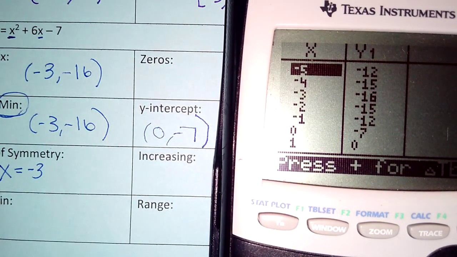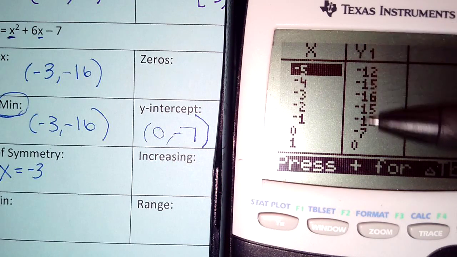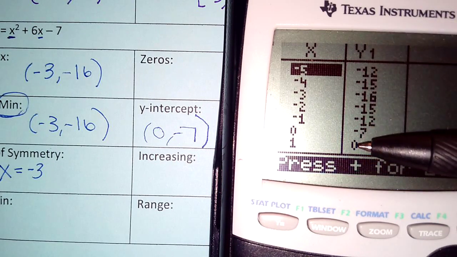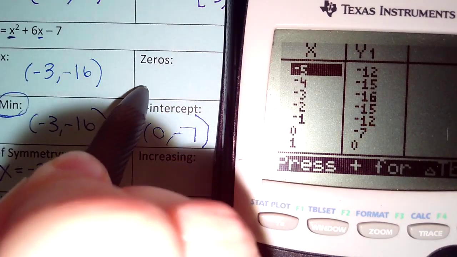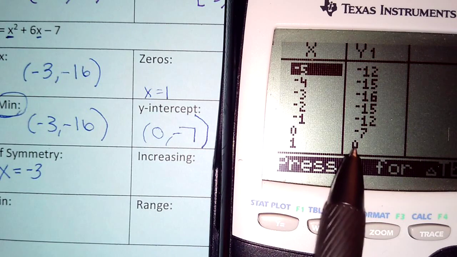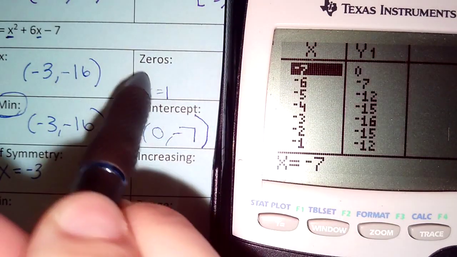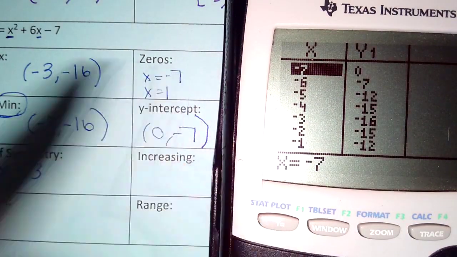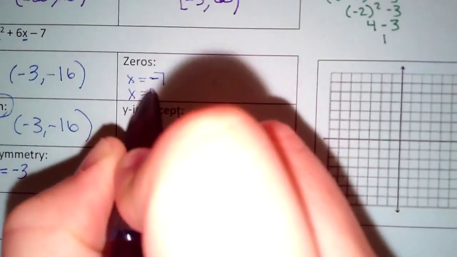So this is where we're looking for 0 in the y column. There's one. So one of our x-intercepts is at 1, 0. So x equals 1. If I want to find the other one, which direction should I go? Up. -7, 0. Yep, which I can still use the squiggly brackets.